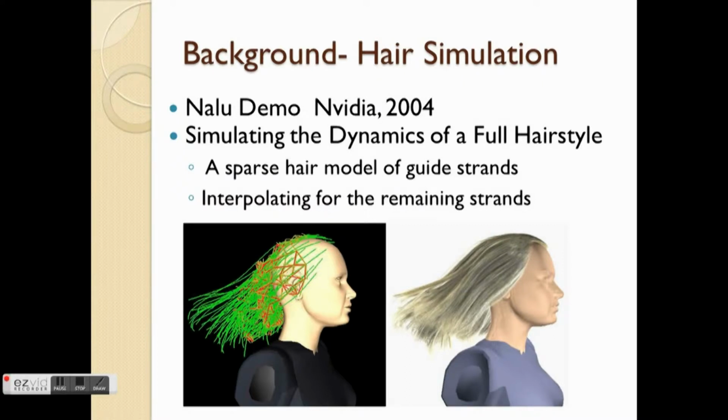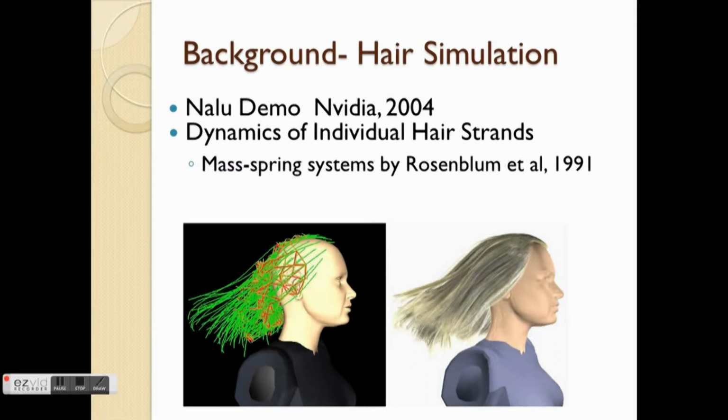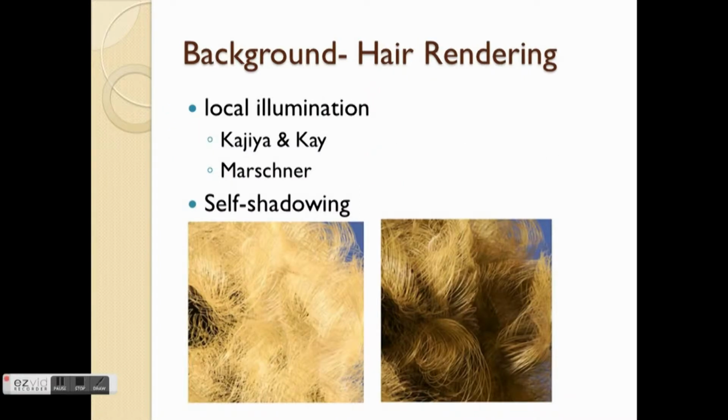And for the single hair strand, we will use the mass spring system to treat the hair strand as a chain of particles. And hair rendering includes local illumination and self-shadowing. Because we didn't focus our work on the hair rendering, we only implemented the local illumination part.